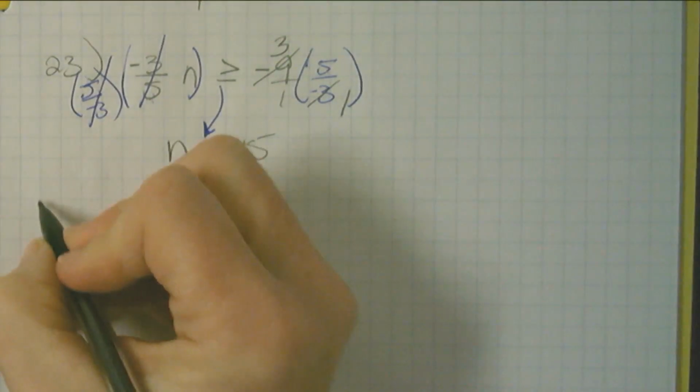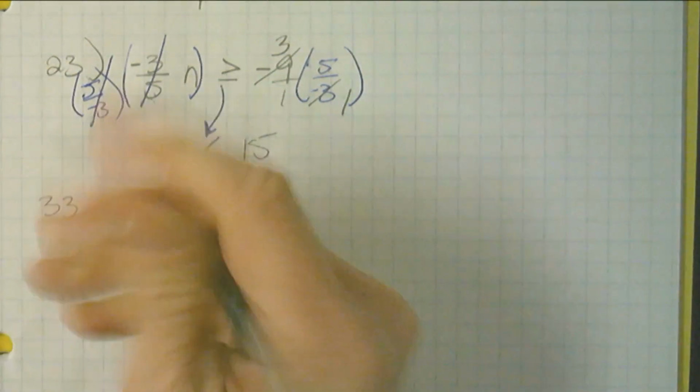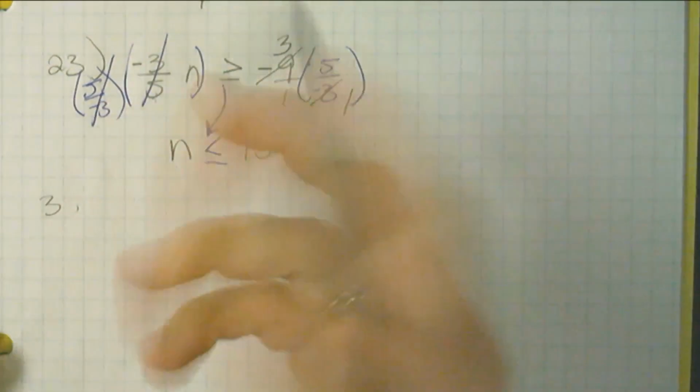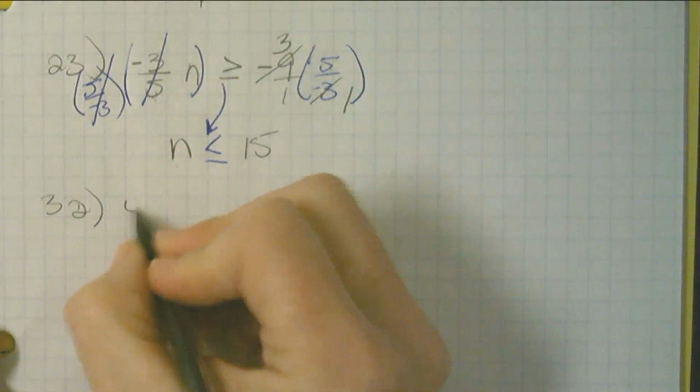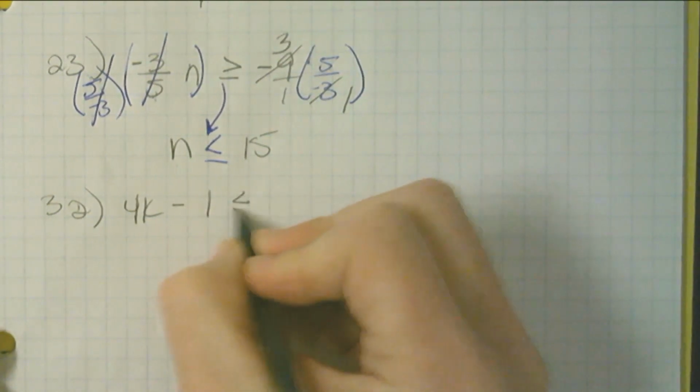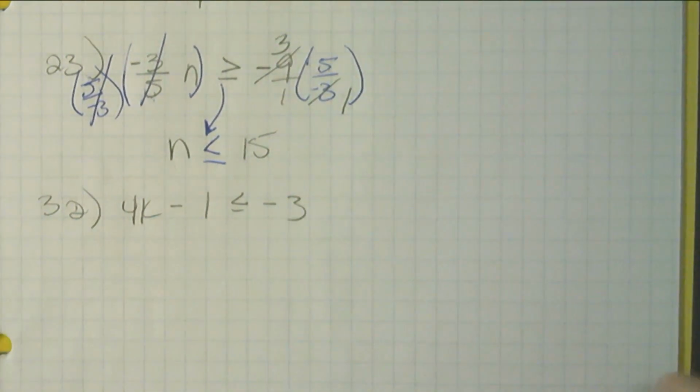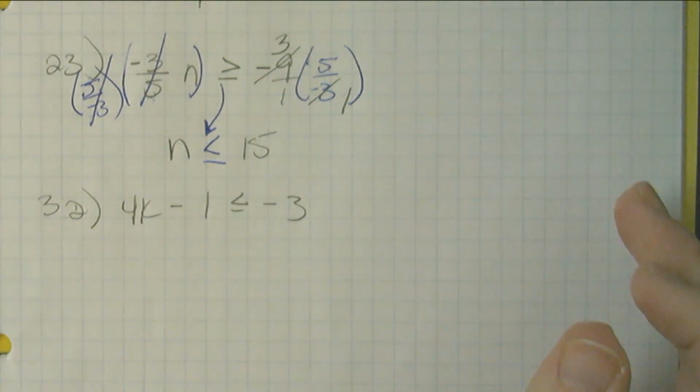All right, let's take a look now at 32. Who asked me for 32? Okay, so let's take a look at 32. 32 said, I have 4k minus 1 is less than or equal to negative 3. Is this the one you're talking about? Okay, everyone's looking at 32, please.